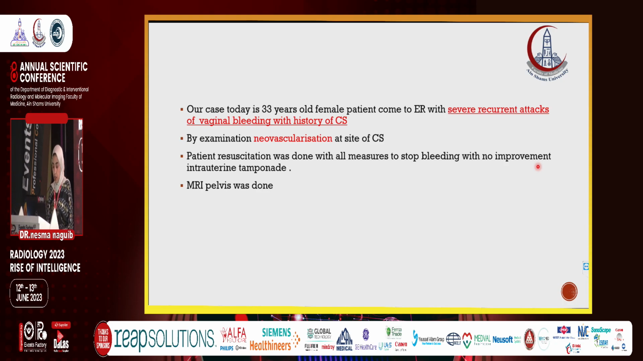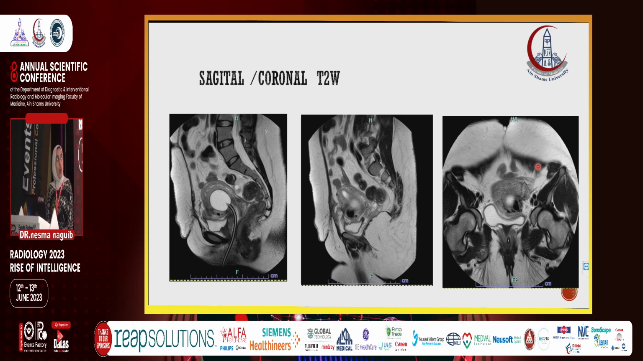MRI was requested. Those are the MRI images. The first image here shows the uterus with a tamponade, and we can see abnormal tortuous blood vessels with signal void, flow-related signal void.